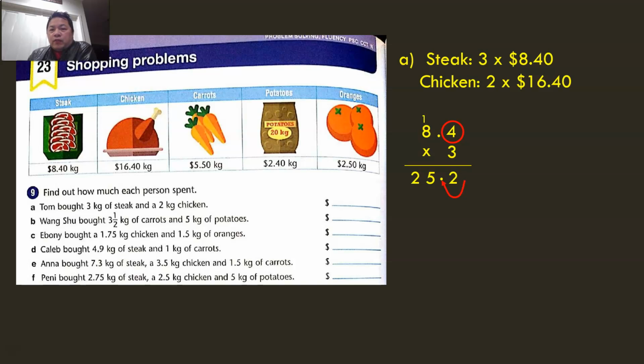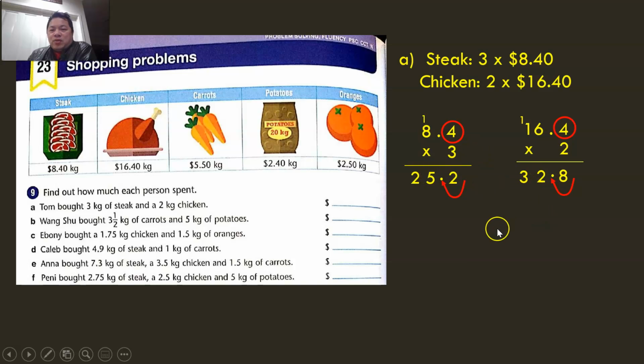So next thing, to find the chicken is 16.4 times 2. So same thing, 4 times 2 is 8, 6 times 2 is 12, 1 times 2 is 2, plus 1 is 3. So again, there is only one digit behind the decimal place for this case. Therefore, you only move one decimal back. That's how you get 32.8.